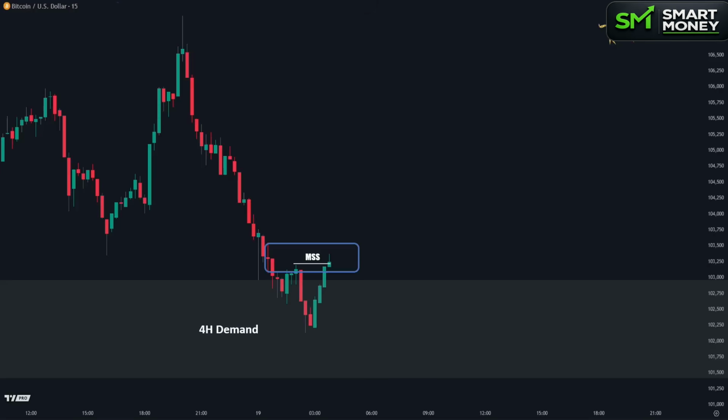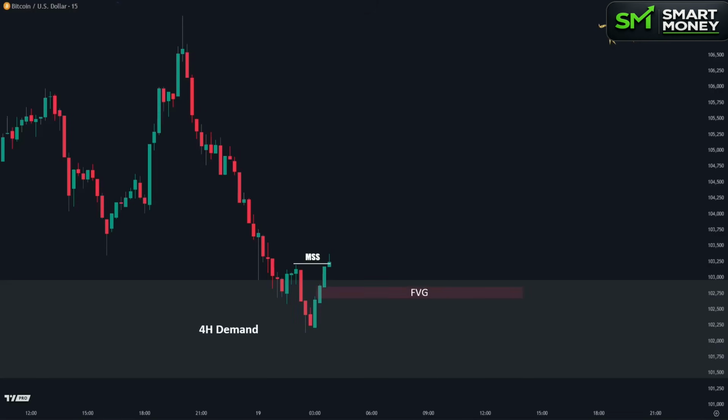This shows that selling pressure is fading, buyers are stepping back in, and price may now realign with the bullish 4-hour trend. Once the structure shift is confirmed, the next step is to identify a suitable entry model, such as a fair value gap, mitigation block, or breaker block. In this case, price creates a bullish fair value gap inside the displacement leg that caused the structure shift.